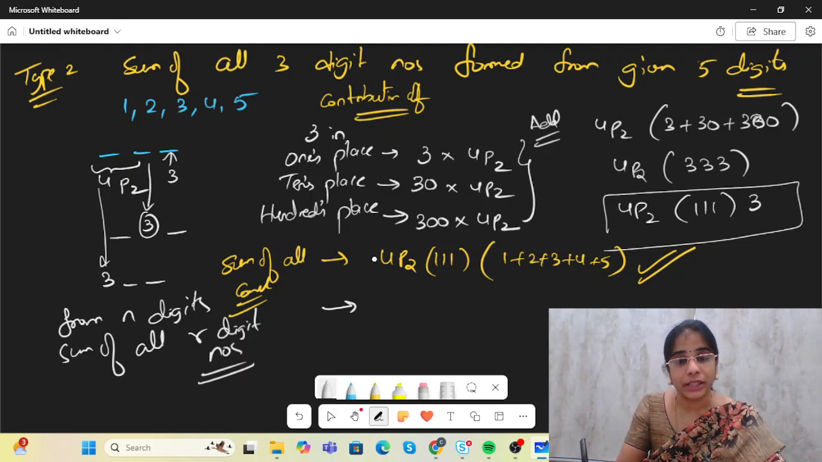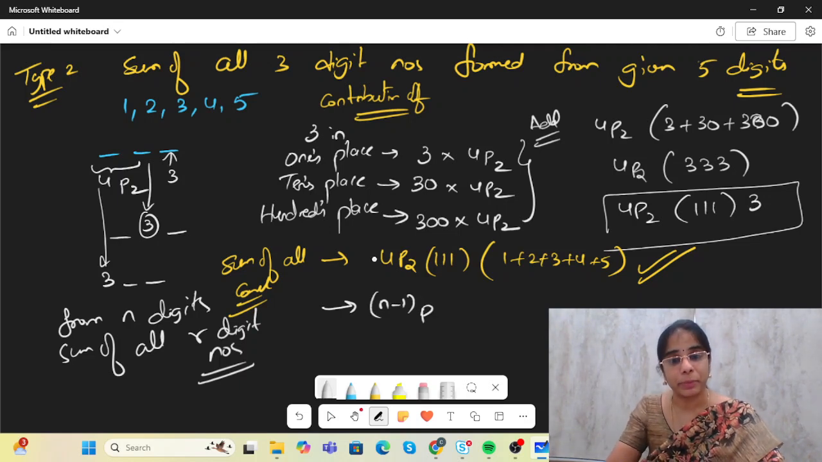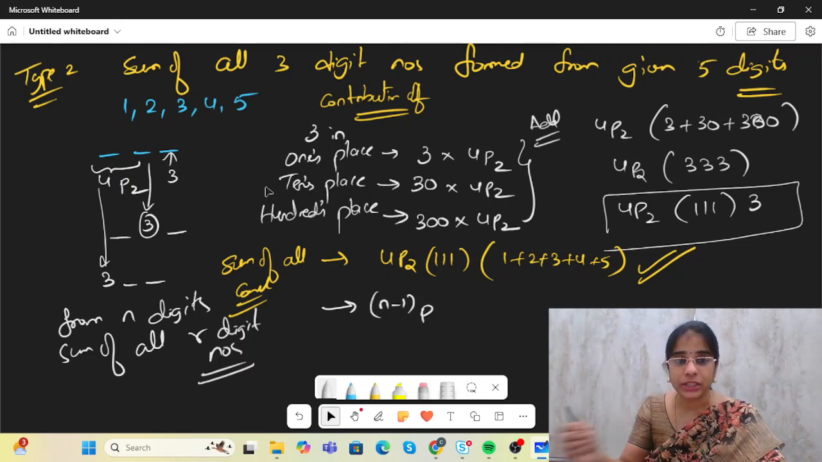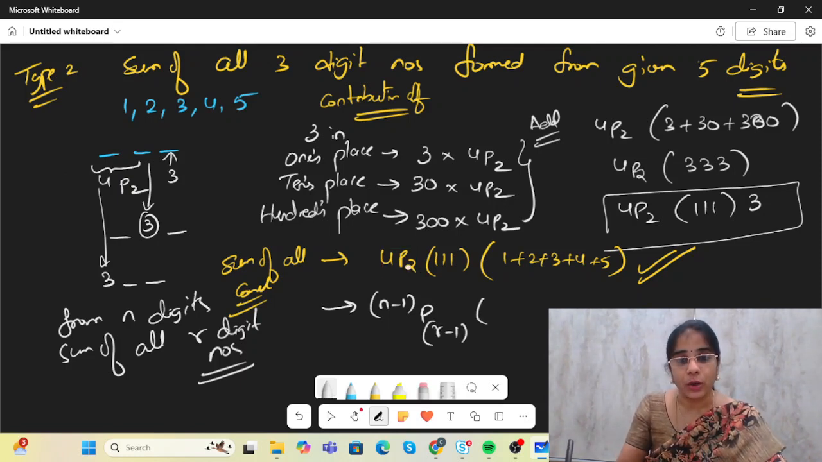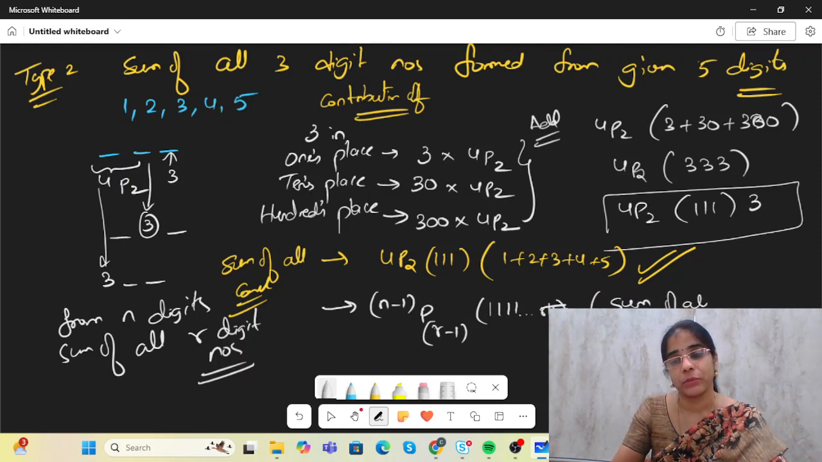So obviously, when I have n digits, I will be starting with n minus 1 P. When I have to pick 3 digits, I have written 2 here. So to pick R digits, I will be writing R minus 1. Now, how many digit number am I taking? A 3 digit number, hence 3 ones. So obviously for an R digit number, 1, 1, 1, 1, and so on, repeated R times. Next, here I go with the sum of all the digits given there.